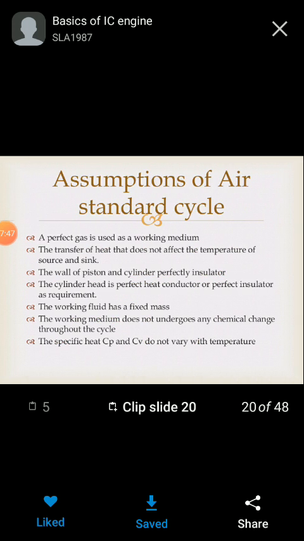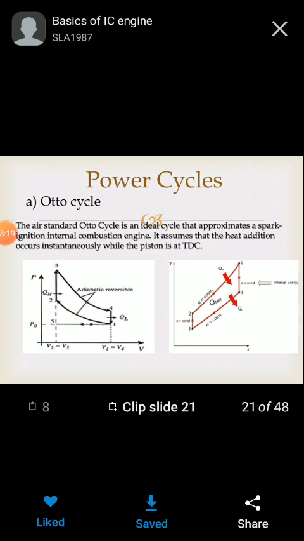Assumptions for the air standard cycles. A perfect gas is used as the working medium. The transfer of heat does not affect the temperature of the source and sink. The walls of the piston and cylinders are perfect insulators. The cylinder head is a perfect heat conductor or perfect insulator as required. The working fluid has a constant mass. The working medium does not undergo any chemical changes throughout the cycle. The specific heats, Cp and Cv, do not vary with temperature.